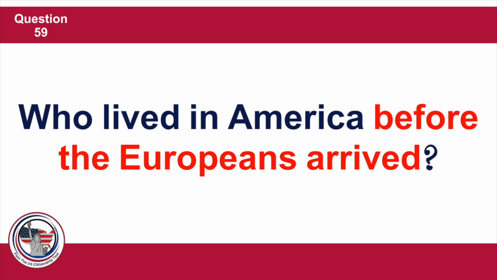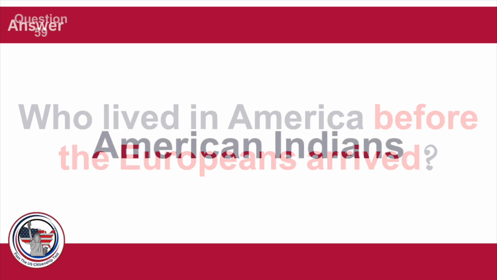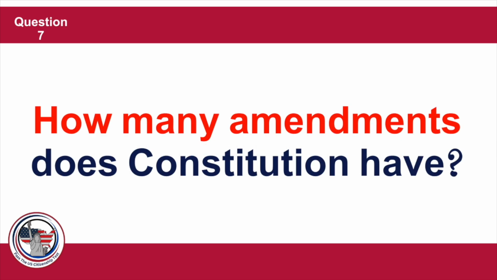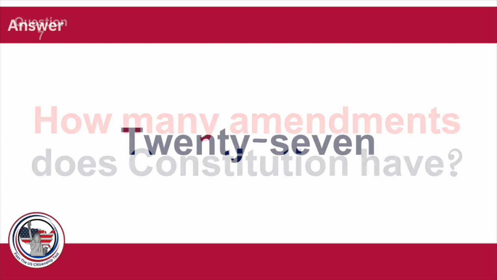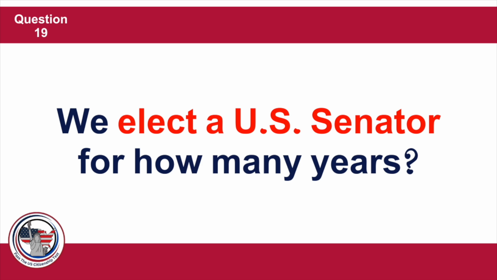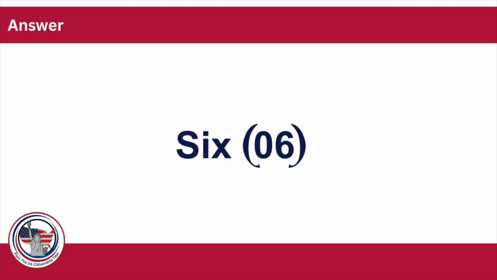Who lived in America before the Europeans arrived? American Indians. How many amendments does the Constitution have? 27. We elect a U.S. Senator for how many years? 6.